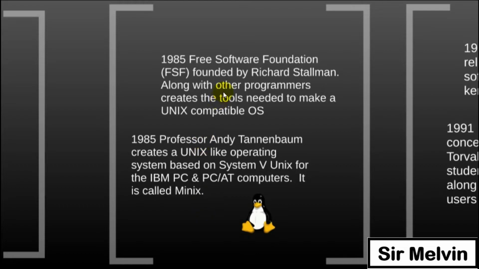In 1985, the Free Software Foundation, or the FSF, founded by Richard Stallman along with other programmers, creates the tools needed to make a Unix-compatible OS. In 1987, Professor Andy Tanenbaum creates a Unix-like operating system based on System V Unix for the IBM PC and PC-AT computers. It is called Minix.